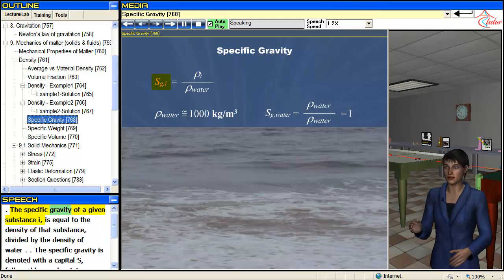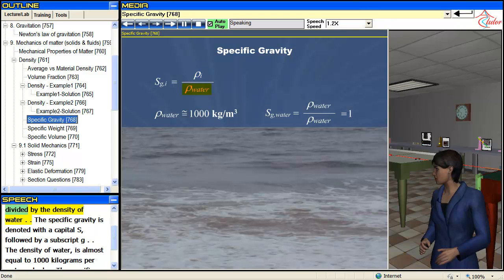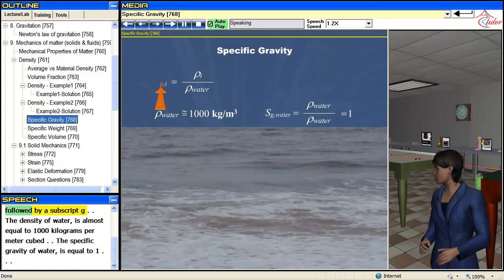The specific gravity of a given substance i is equal to the density of that substance, divided by the density of water. The specific gravity is denoted with a capital S, followed by a subscript G. The density of water is almost equal to 1000 kilograms per meter cube. The specific gravity of water is equal to 1.